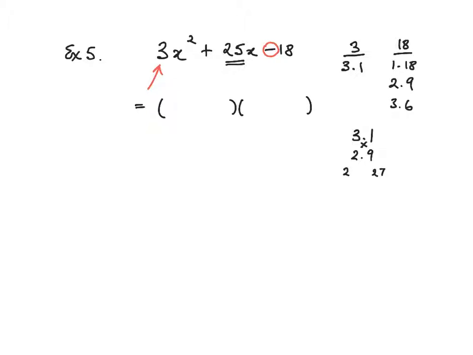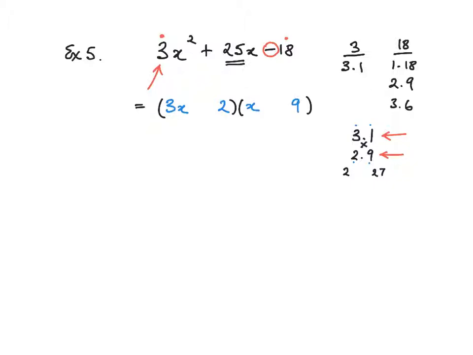We have to remember that the numbers on top of this arrangement are the numbers which multiply together to give us the first term, and the numbers on the bottom are the numbers which multiply together to give us the last term. That's very important if we're to complete the brackets correctly. So, what have we got? We've got 3 and 1. Those are the numbers that go at the front of the brackets. So it's going to be 3x and 1x, or x. The 2 and the 9 go at the rear of the brackets in this order here.